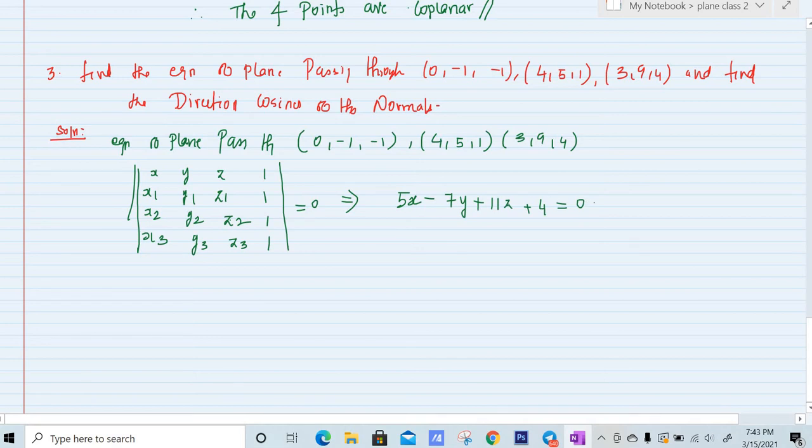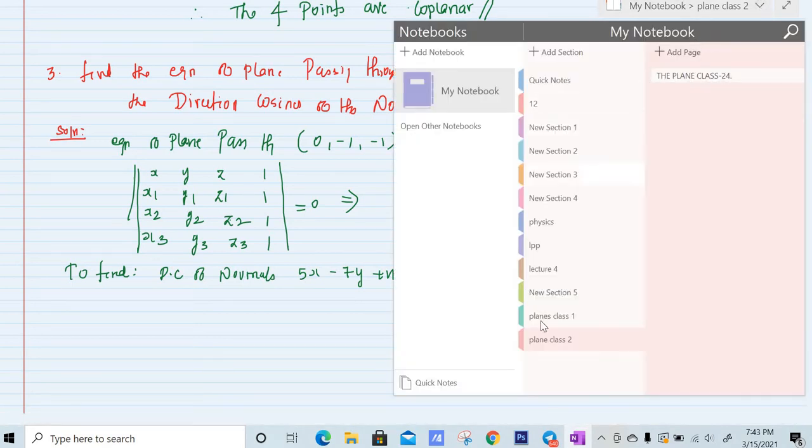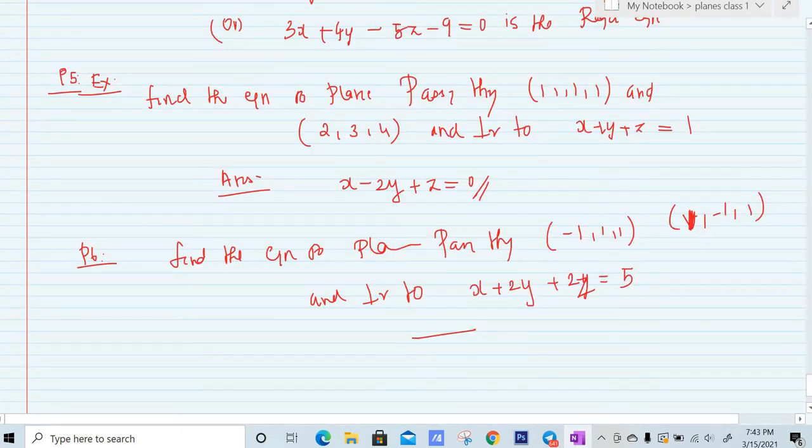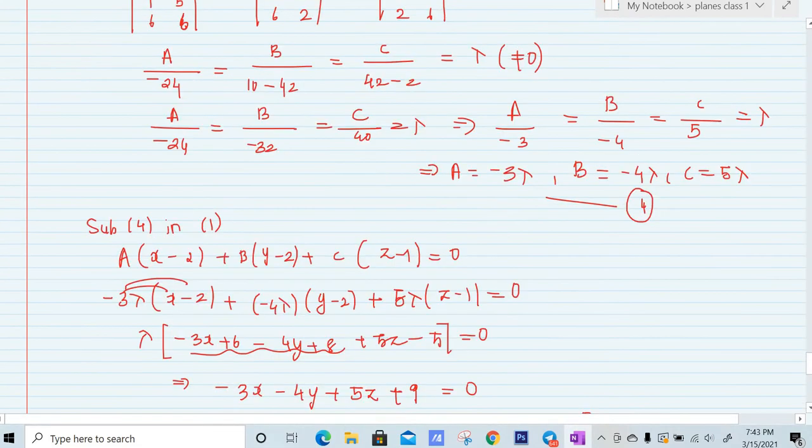Right? Now we need to find the direction cosines of normals to this plane. So to find direction cosines of normals on the plane 5x minus 7y plus 11z plus 4 is equal to 0, we have already seen how to find the direction cosines of normal to the plane. If d is positive, we will have one set of values. If d is negative, we will have another set of values.